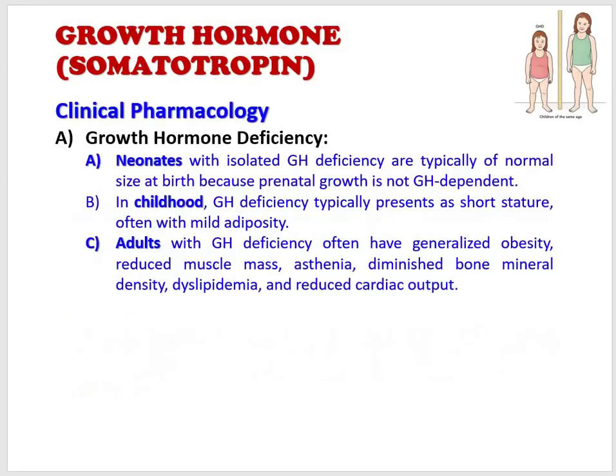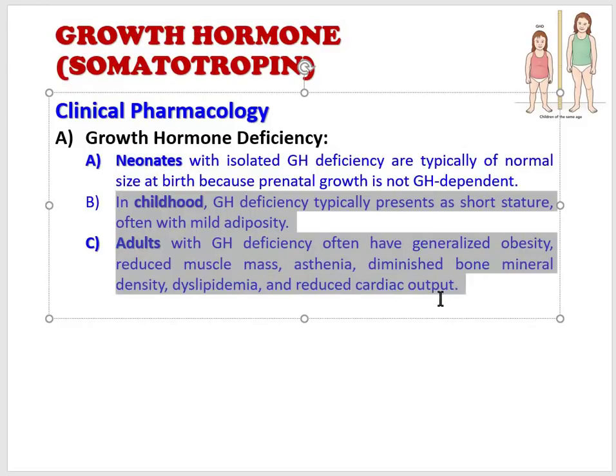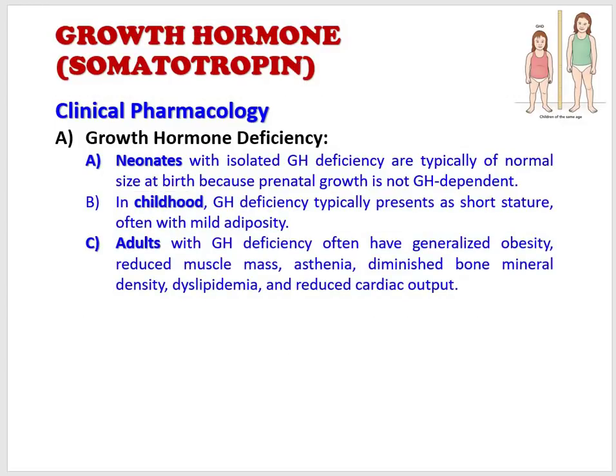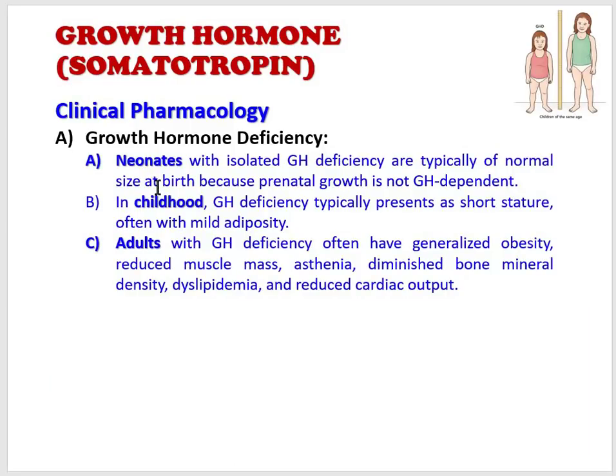Okay, and then basically we discussed that in the neonate stage you don't need that because it's not dependent on growth hormone. But here you will see that this is required, because in childhood you will see short stature with mild obesity, but in adults you will see generalized obesity, dyslipidemia and reduced muscle mass. So if the question asks what would be the manifestation of growth hormone deficiency in adults, you should be able to identify this.